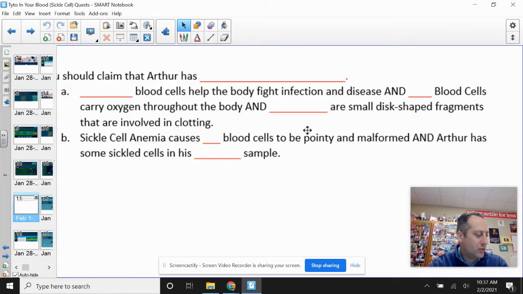And that goes into the fill in the blanks, which I filled out. We have to claim that Arthur has sickle cell anemia. We have to tell him that white blood cells help the body fight infection and disease, red blood cells carry oxygen throughout the body, and platelets are the disc-shaped fragments involved in clotting. Sickle cell anemia causes red blood cells to be pointy and malformed, and he has some sickled cells in his blood sample.